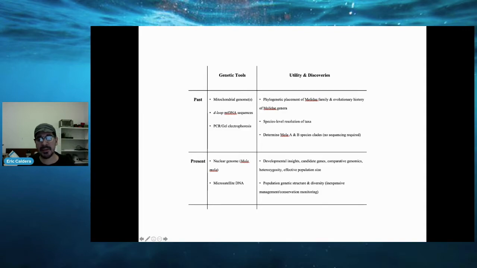And so basically, we've talked about these mitochondrial and D-loop sequences. They're really good for taxonomic species level identification. But these microsatellites really can tell us a lot more about population level genetic diversity and gene flow.